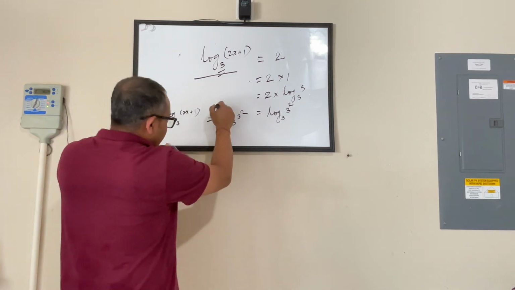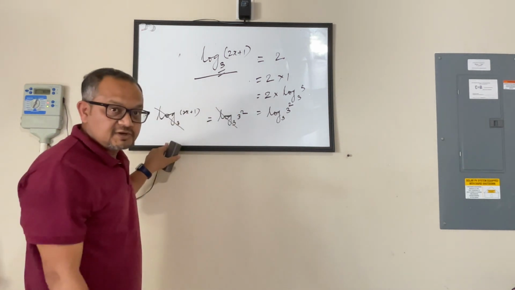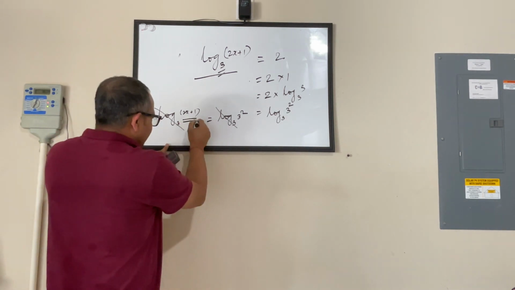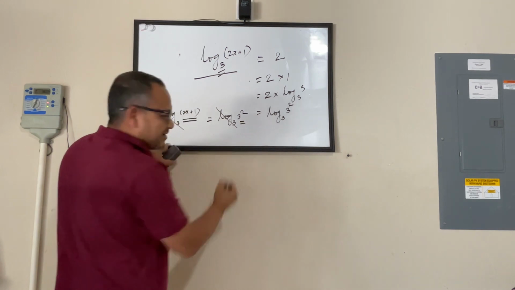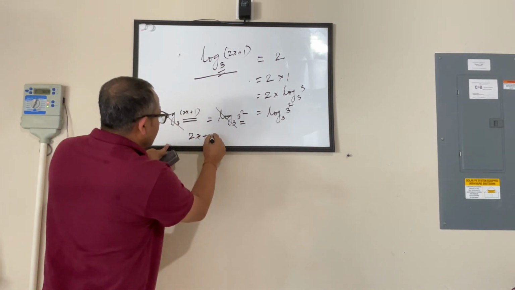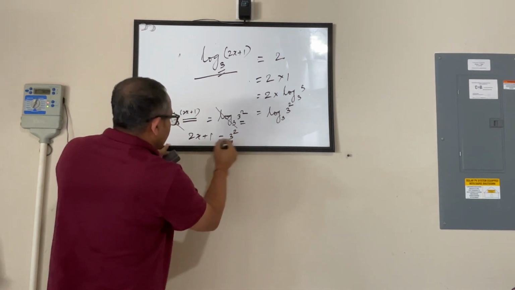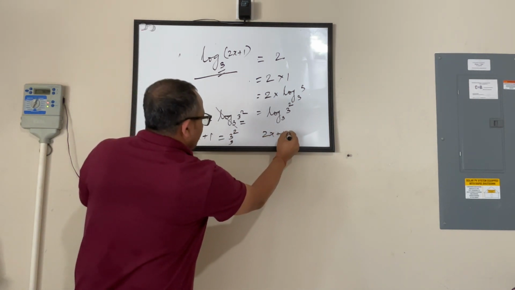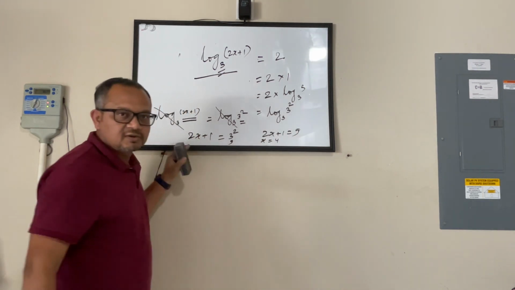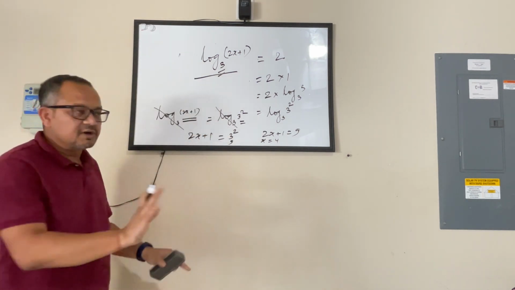At this point, we can cancel the logs, okay? Not like the way I was doing yesterday. That was wrong. I was feeling actually guilty for teaching you something wrong. So 2x plus 1 equals 3 squared, which is 9. So 2x plus 1 equals 9, x equals 4. This will not go wrong.